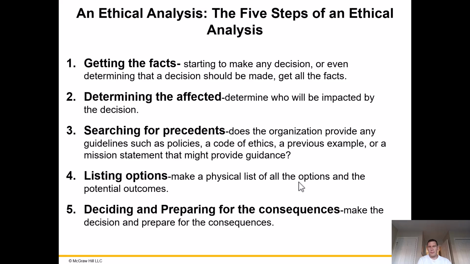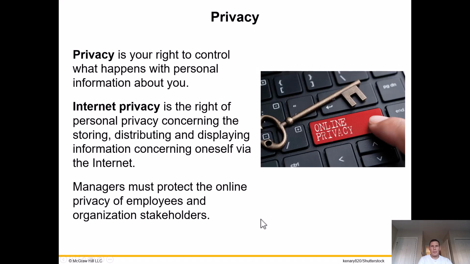Number four, listing options. Make a physical list of all the options and the potential outcomes. Number five, deciding and preparing for the consequences. Make the decision and then prepare for the consequences.